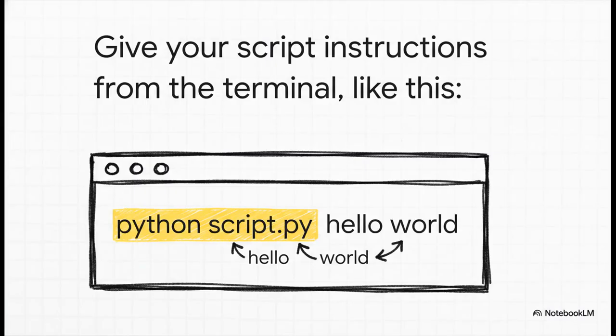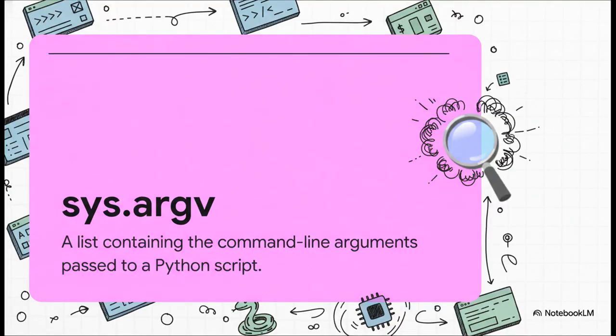You know, you don't always want to have to open your script and change the code just to get it to do something a little different. A much better way is to give it instructions from the outside, from the command line, just like this. Those extra words, hello and world, are what we call arguments. They're the instructions we're passing in. So how does the script hear those instructions? Well, the magic behind that is something called sys.argv.